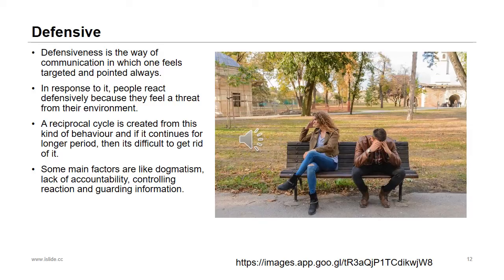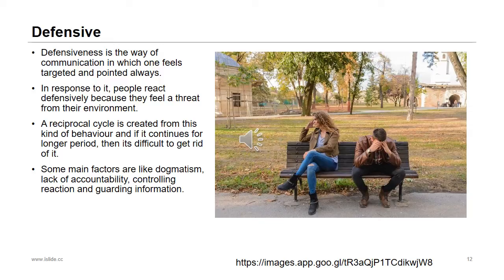Here, dogmatism is whenever we start dividing things: this is mine and this is yours, and mine is right and yours is wrong. When these kinds of things happen, then it's natural to be defensive in nature. And then lack of accountability is when a person is not able to keep a record of all the things they are doing and they are puzzled with themselves.